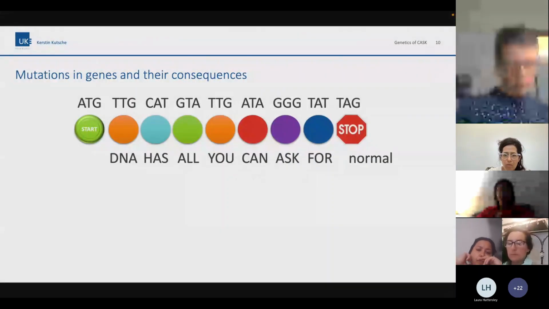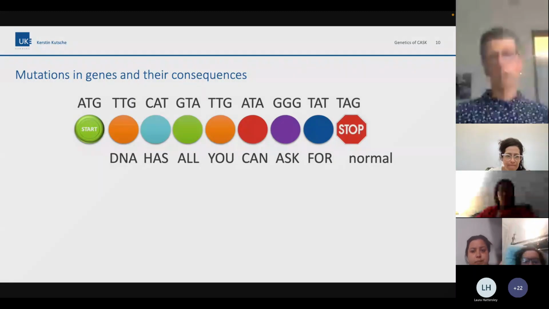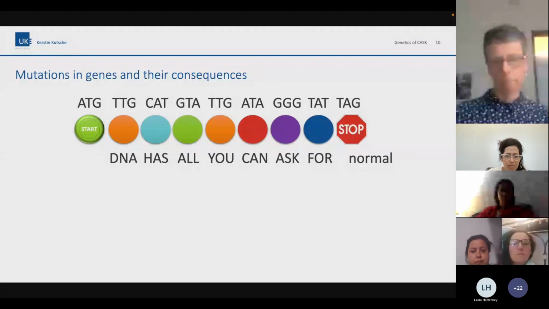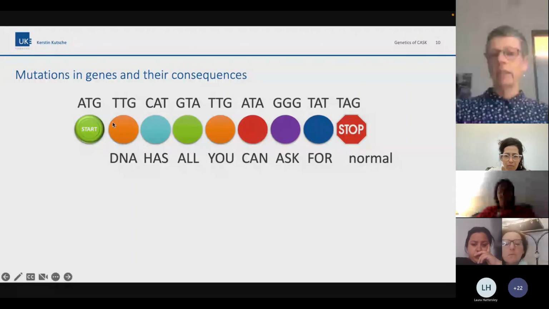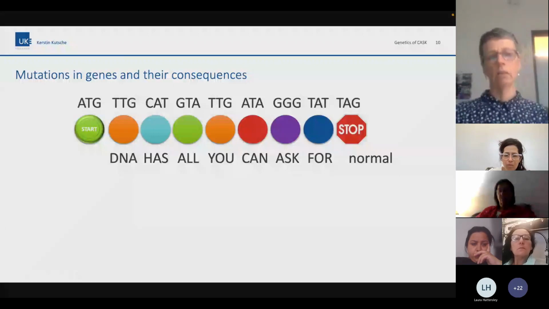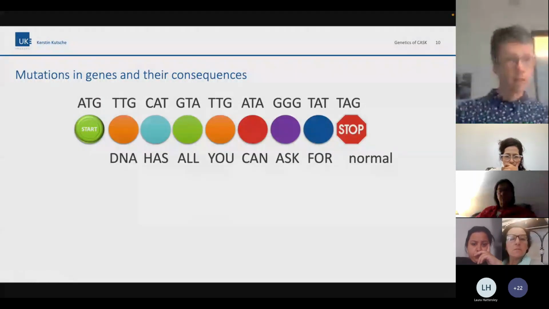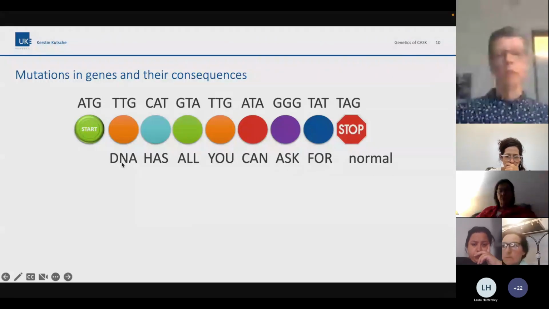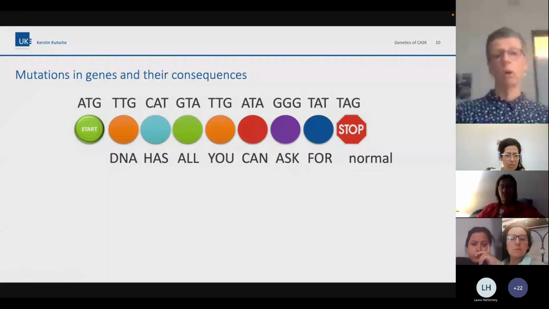So all of you have seen what different kinds of mutations we have in the DNA, but of course, the consequences of mutations in DNA can be quite different when we translate DNA into protein, or when we want to produce a protein. And this is also happening to CASK. Therefore, I have chosen another example to present you the consequences of mutations. Here in the upper row, you see ATG, TTG, and so on. These are the letters of the DNA, and this is a normal DNA sequence. If we translate this DNA sequence into a sentence that everybody can understand, this is an example: DNA has all you can ask for. So this would be the normal sentence, which would make sense to all of you.